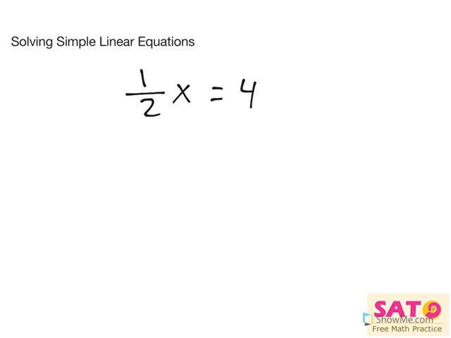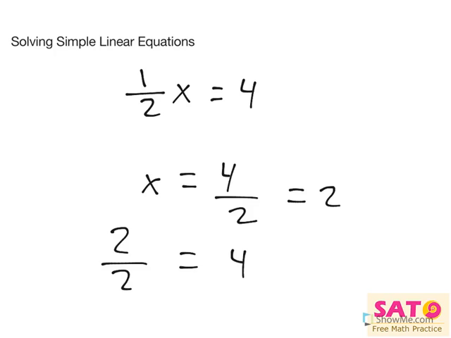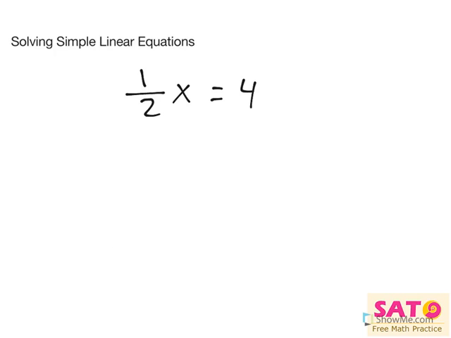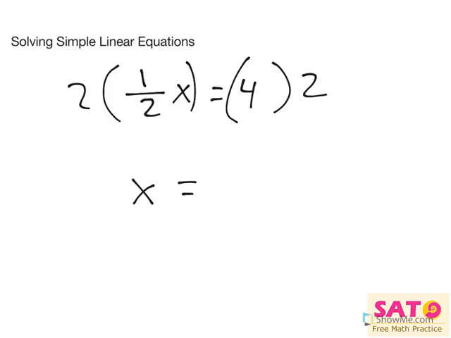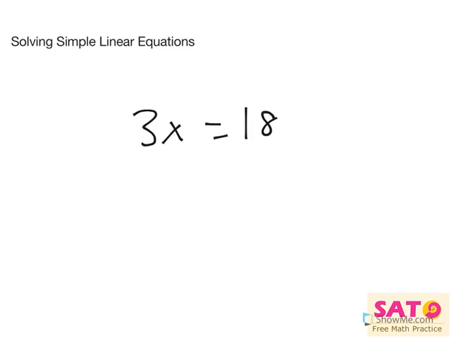If we were dividing, we have to be very careful that we multiply, not divide. A common mistake is that students will divide and do 4 divided by 2 equals 2. That doesn't make sense, because if you plug it back in, that means x would be 2, so 2 over 2 equals 4, which is not true. So we would multiply both sides by 2 to get rid of the denominator, and we would get x equals 4 times 2, which is 8.